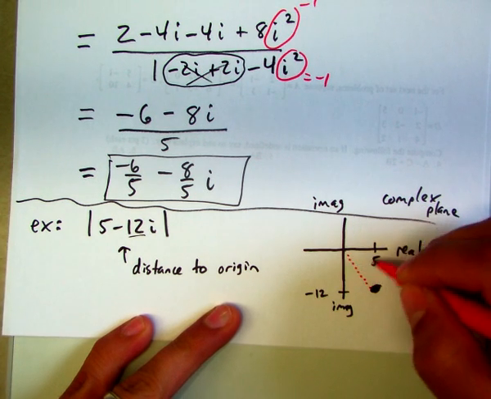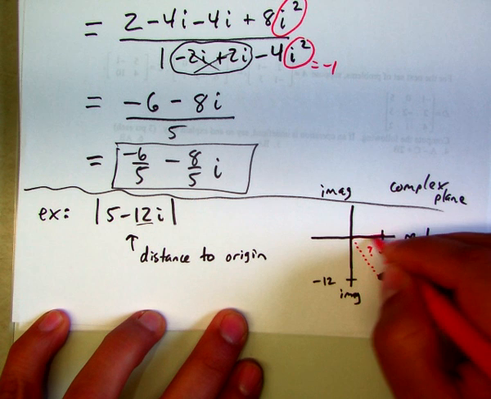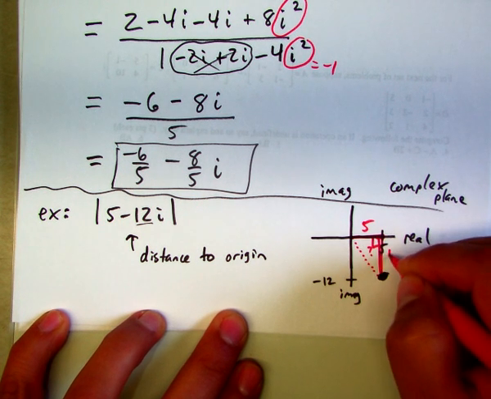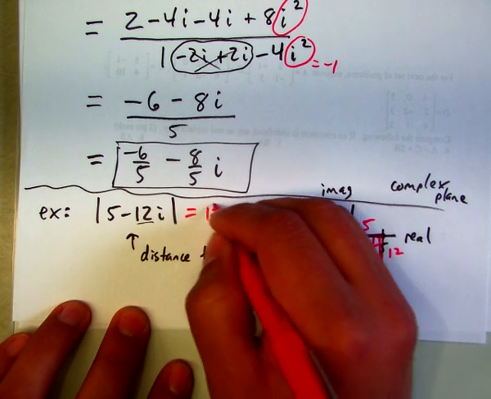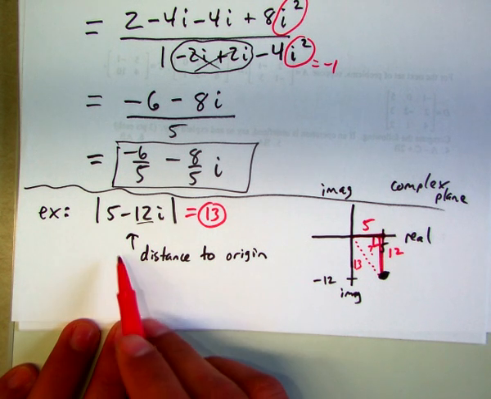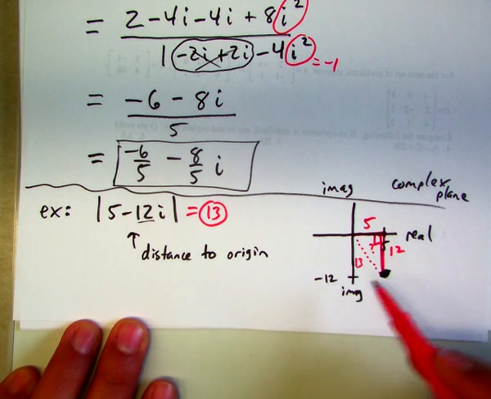Now, if I want to find the distance to the origin, can I do that pretty easily? How? You could use the distance formula. The Pythagorean theorem will do the trick if you make a triangle here. Is it a 5, 12, 13? Yes. What's the hypotenuse? The answer to this is 13. That's it. Whenever you see this, it just wants you to tell how far away it is from the origin on a complex plane like this.